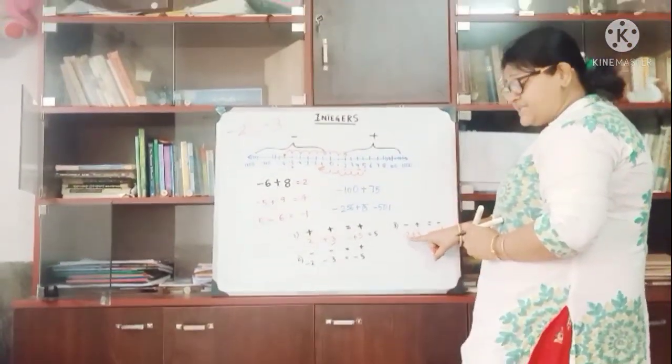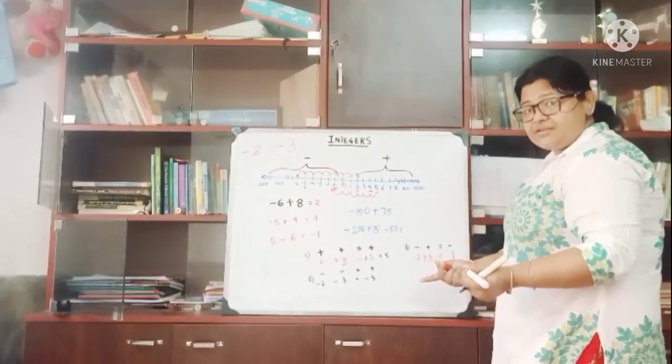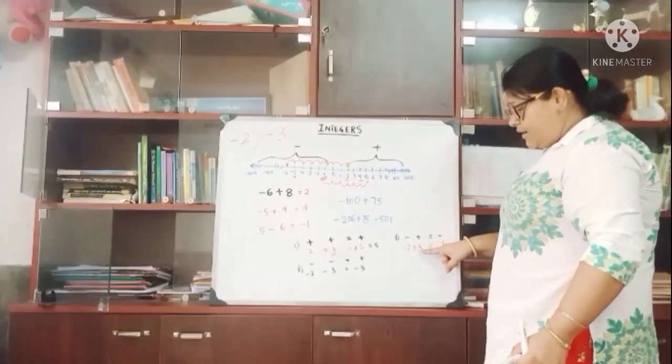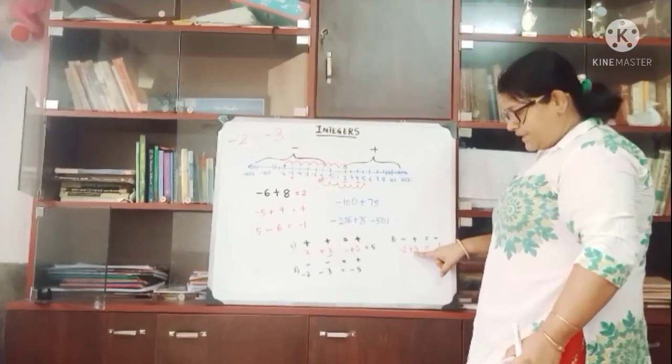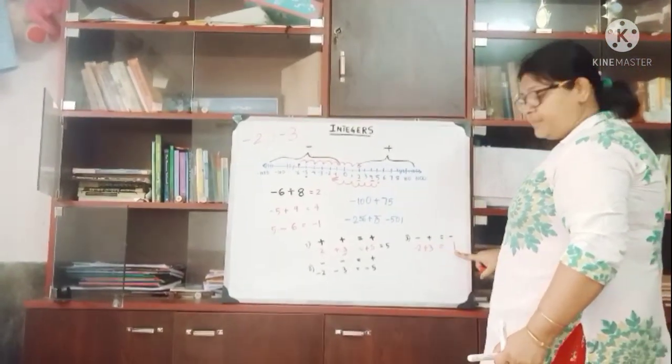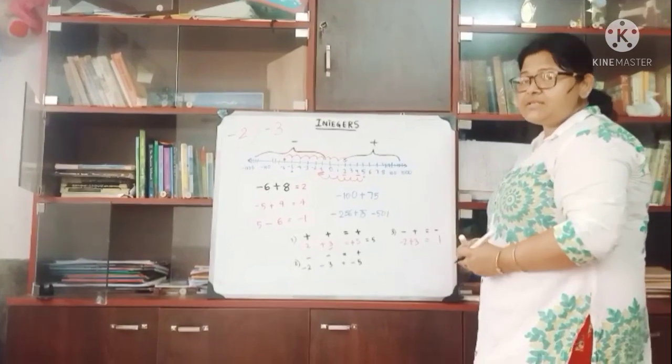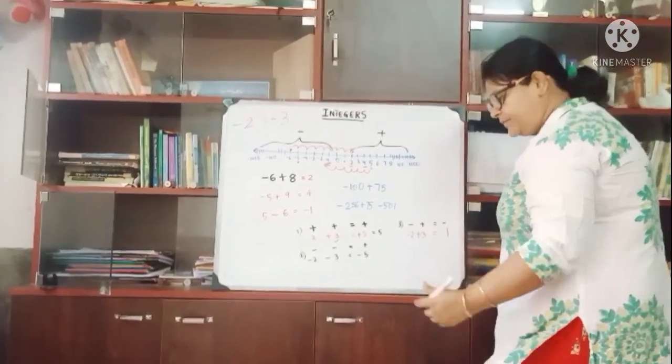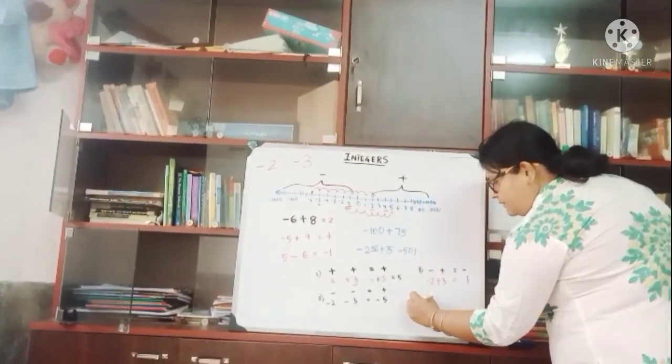But what is the symbol? What symbol will I write? As I told you, the number with the larger symbol, that means 3 is larger. The symbol of 3 is plus. So it will be plus 1. We can write it as only 1. Clear? The next one, very simple.